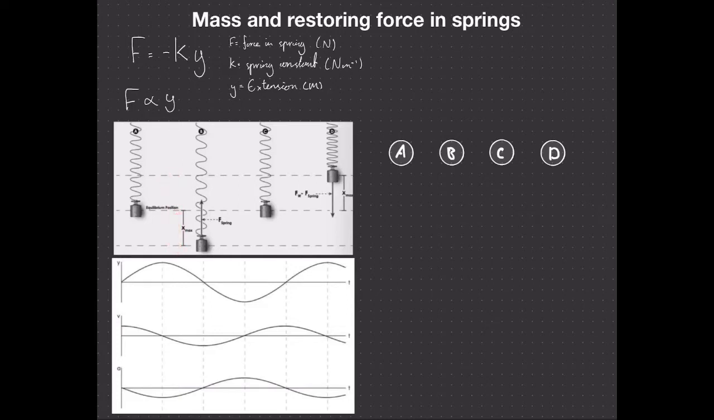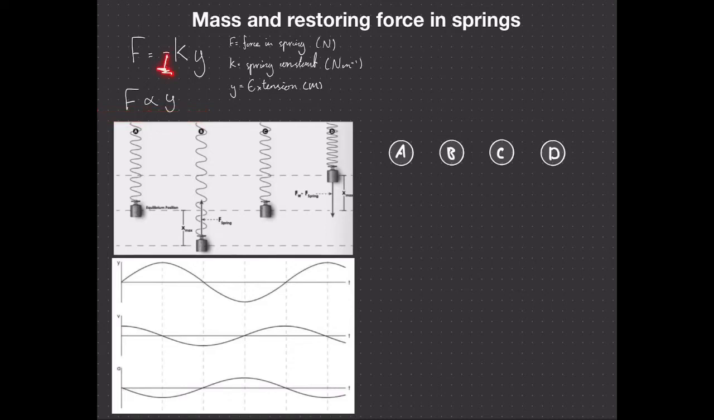Our equation when calculating the restoring force within a system such as this is F equals negative Ky, where F is our force measured in newtons, K is our spring constant measured in newtons per meter, and Y is our extension in meters. From this equation, we can gain that F, our force, is proportional to our extension or displacement.